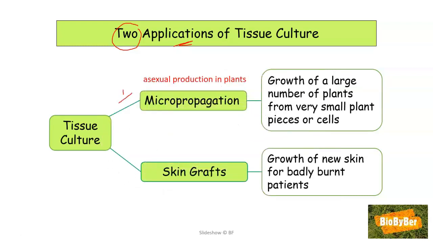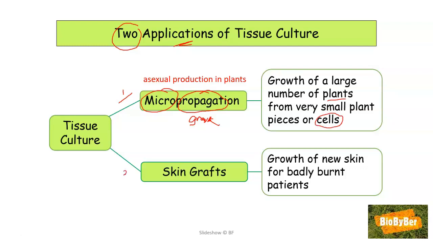Now, micropropagation is the growth of a large number of plants from very small plant pieces or cells. We can see the word propagation here, meaning growth or reproducing, and we can see the word micro, meaning very small. Hence, micropropagation or the growth of plants from very small plant pieces or cells which are microscopic.